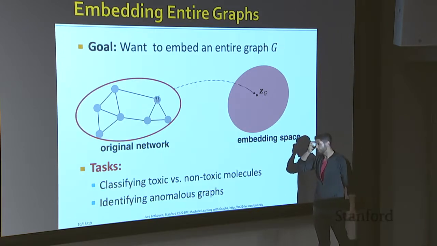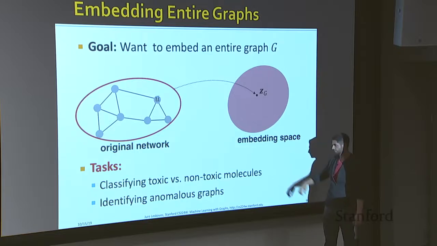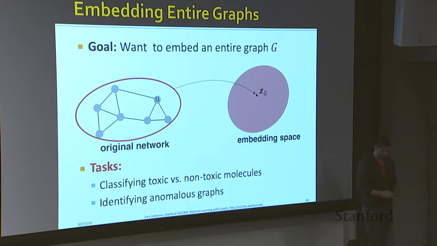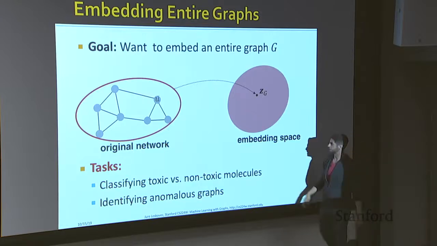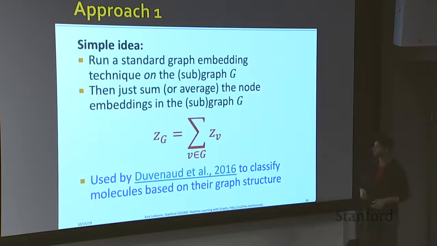For example, it has been used to classify toxic versus non-toxic molecules. You can try to identify anomalous graphs. Let's say you have a transaction graph in your bank system. Then with a single embedding, you can find out if that transaction is valid or not, and so forth. Okay, so these kinds of tasks are called graph classification tasks.